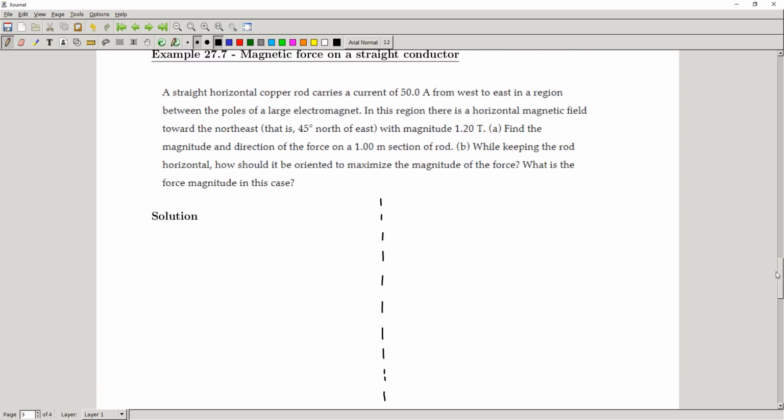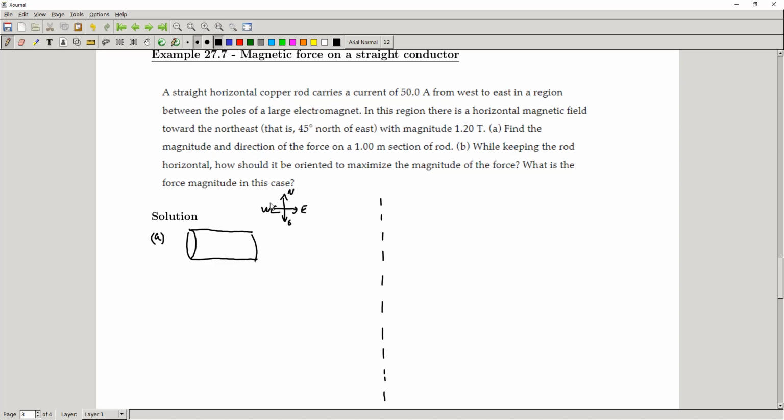Okay, so for part A, we have a wire that looks kind of like this. We can imagine, and they use their coordinate system in kind of a weird way. They talk about north, east, southwest. So we're going to have like a little wind vane thing here. This will be north, south, east, west.